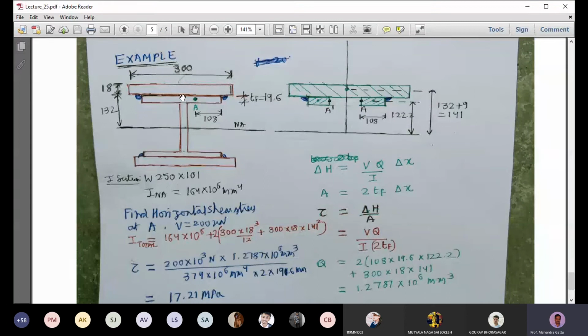With respect to the vertical plane, there is another symmetric point. So this is A prime, and A prime is located at 108 from that left edge. What they have done is cut a section like this. So there is a top plate. The entire top plate is taken, and this portion of the flange and that portion of the flange are taken, and we are analyzing this for the Q value.